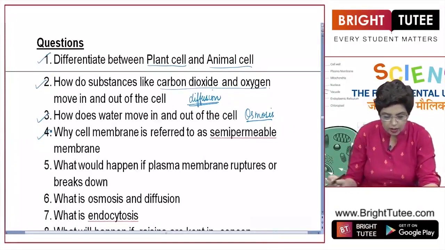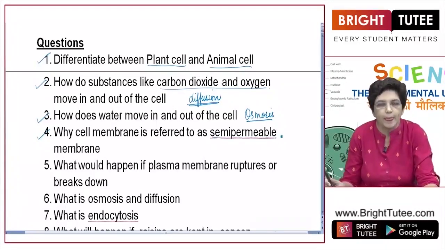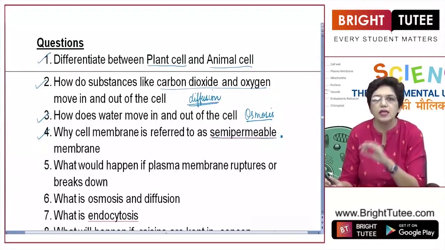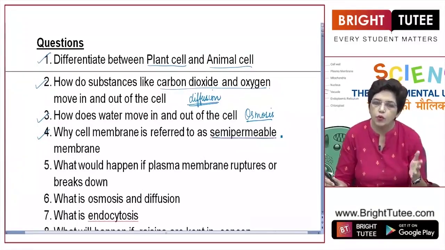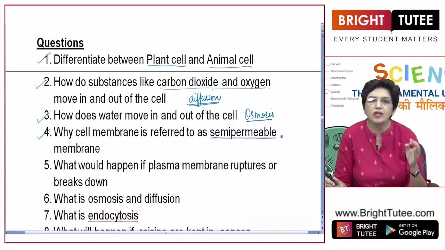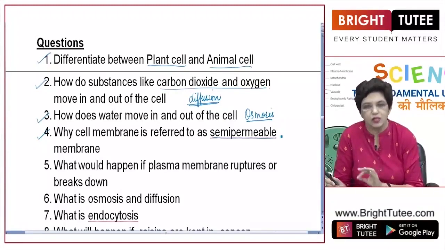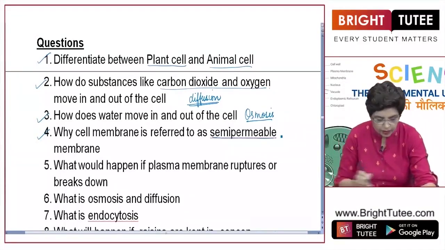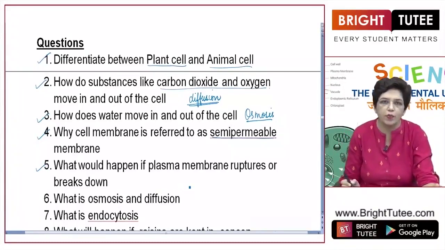Next question, why are cell membranes referred to as semi-permeable membrane? They are referred to as semi-permeable membrane because they allow the movement of only certain substances across them. So only certain desirable substances can move inside the cell while only the waste products can actually leave the cell. So that is why it is called semi-permeable. It is selectively permeable.